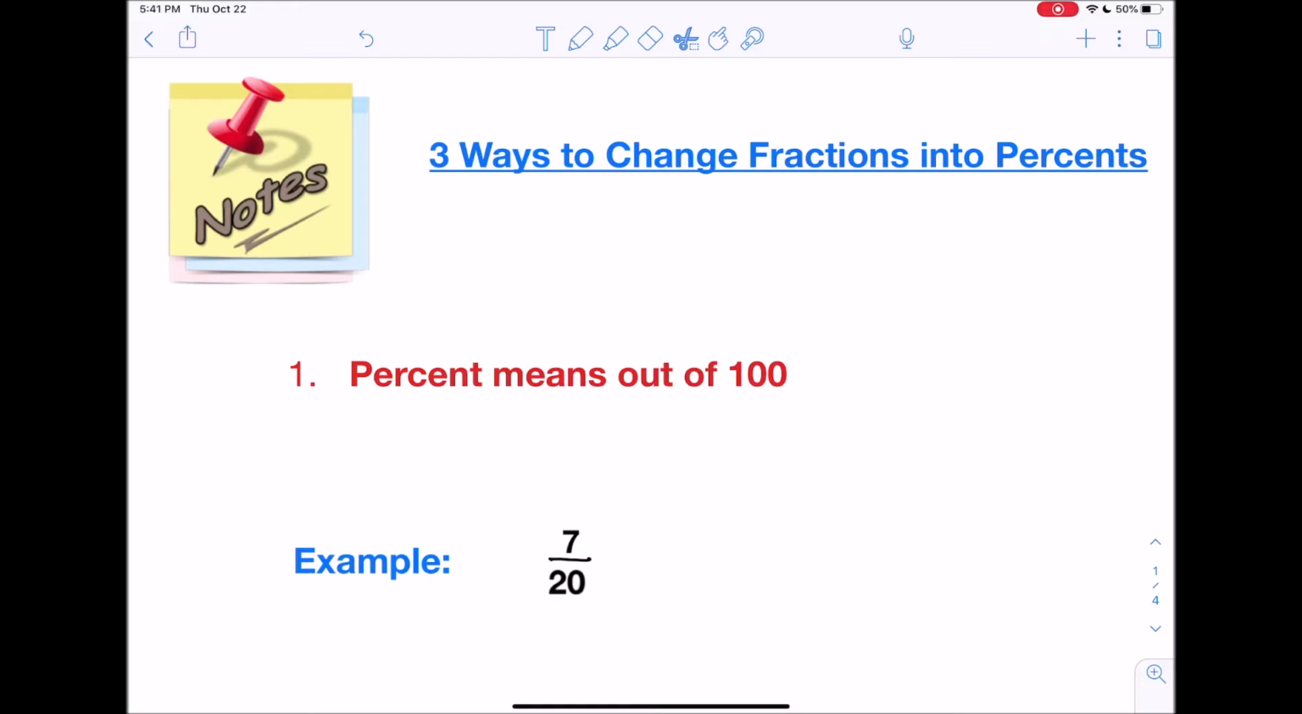Today we're looking at ways to change fractions into percents, okay? And today I'm going to show you 3 different ways of doing that. So first, we can look at percent, and remember that percent means out of 100. The word percent means out of 100.